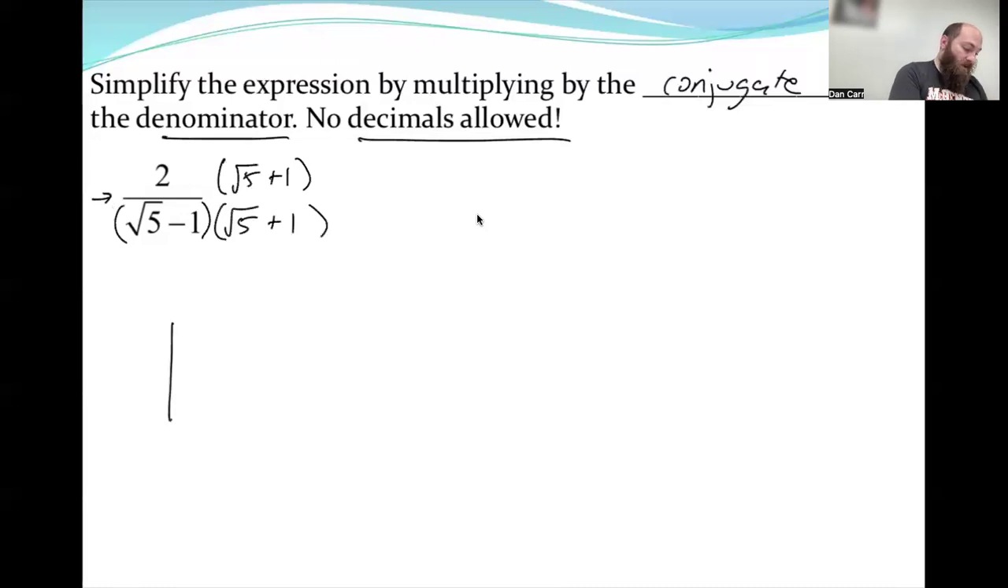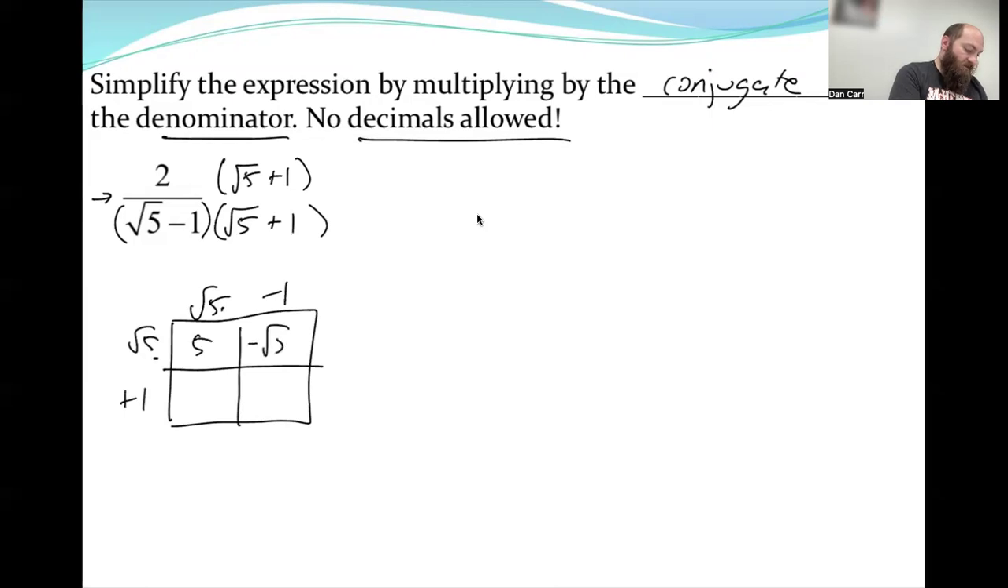Now, here's why this works. It kind of is like the previous problem. Root 5 minus 1, root 5 plus 1. Multiply these, I get a 5 here. This is a negative root 5. This is a positive root 5. This is negative 1 times 1 is a negative 1. These are going to just cancel each other out. Conjugates always cancel out that radical term in the middle.